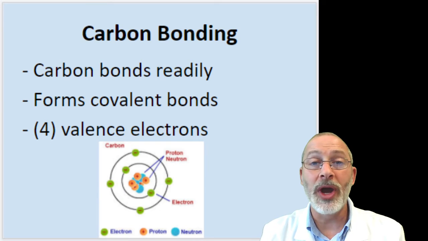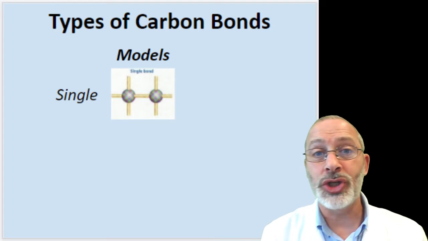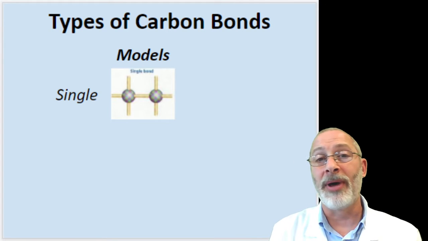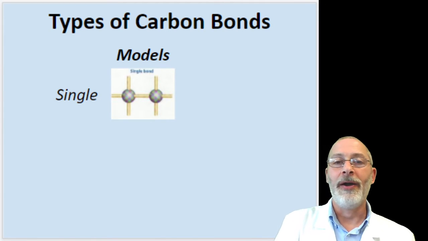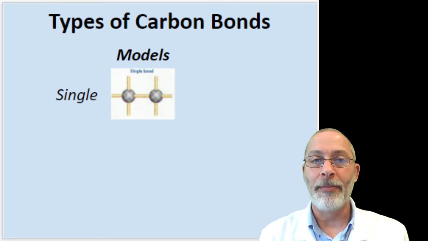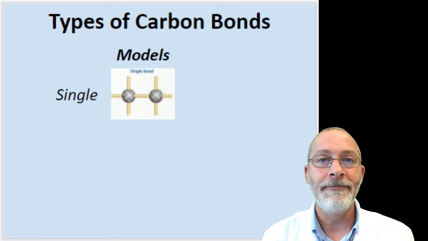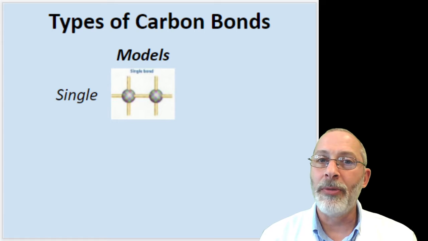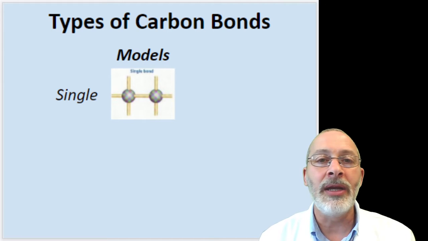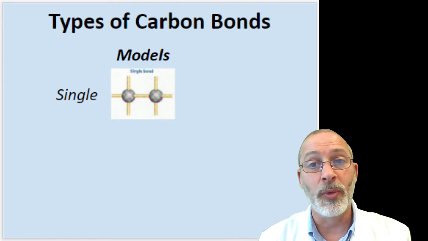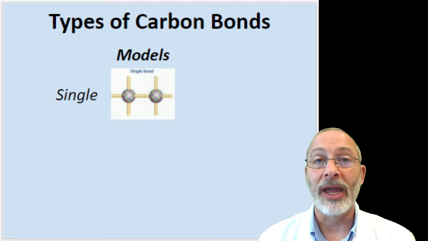All right now, let's turn the lights back on. Let's get to where we're picking up here today, which are the types of carbon bonds. Yes, they are covalent bonds. We know that. But in organic chemistry, these covalent carbon bonds form in a variety of ways. And that's what we're going to focus on here right now.